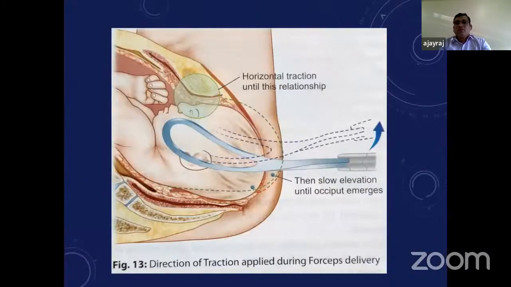So here is the traction in a parallel direction, then downward, then backward, and then upward direction until the jaw reaches here.